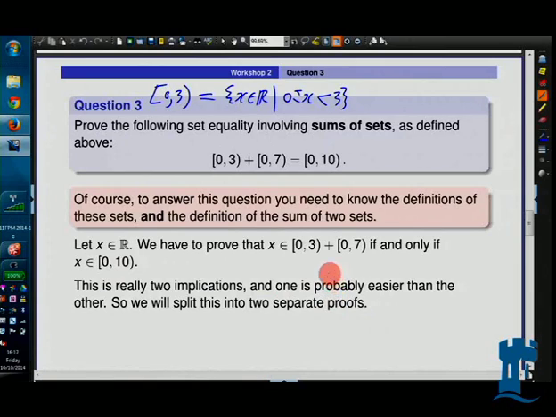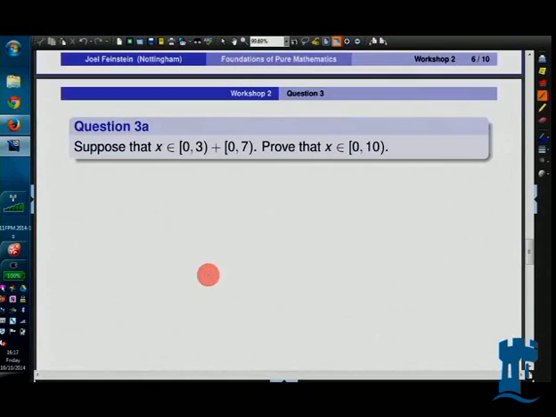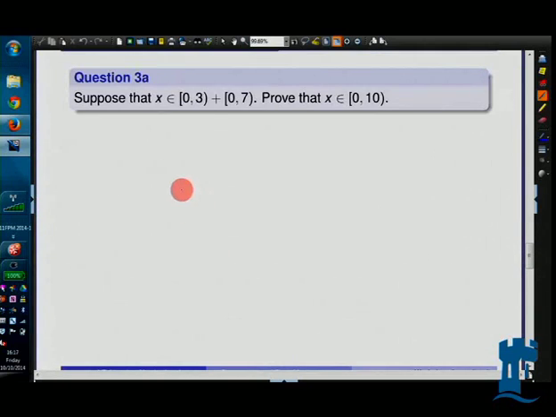So we're going to do the easy one first, which is you're going to start by showing that if x is in the sum of these two sets, then x is in the big interval. I'll call that question 3a. Suppose that x is in the sum of these two sets, prove that x is in the big interval. And that really is pretty easy, but we'll start by letting you think about that.